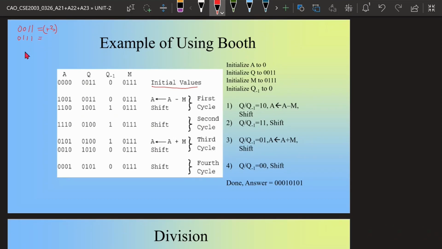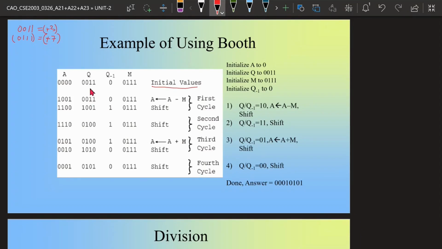This result is nothing but the value that is stored here. The M value will be storing the negative value, so this negative value will be the 2's complement. If it is 0 1 1 1, that means it is a positive number. Here we are taking positive numbers only, but we can take negative numbers also, and with the help of negative numbers we can proceed with the solution.